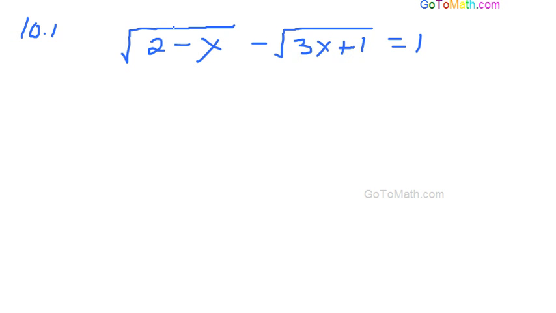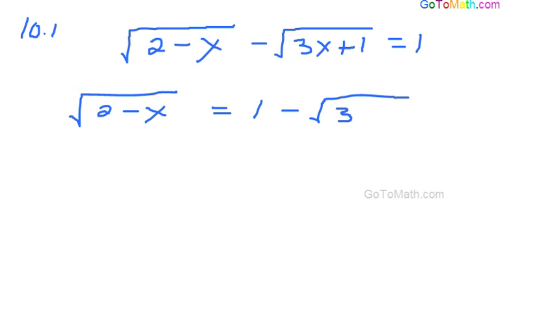So we got to get rid of a radical here. I think what I'm going to do is take this over to the right hand side. So we got the square root of 2 minus x. Taking that over, we get 1 minus the square root of 3x plus 1. Okay? Looks good. Alright, now what we want to do is square both sides.